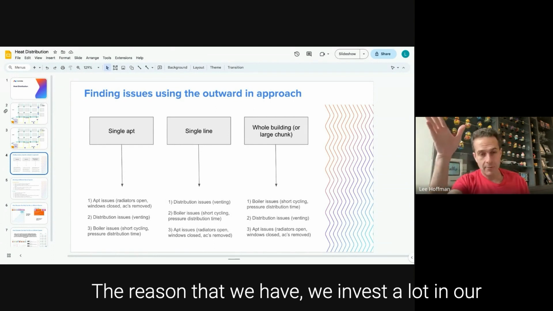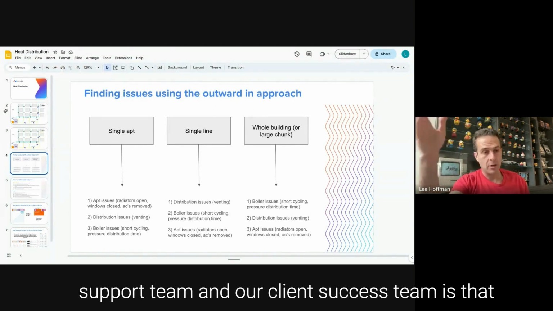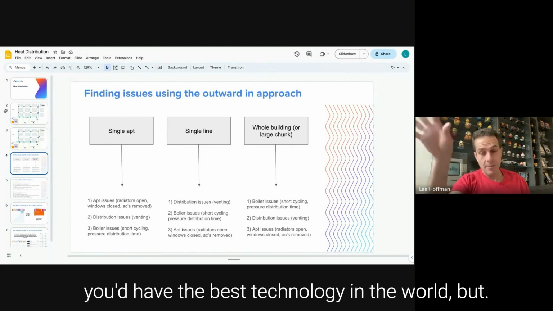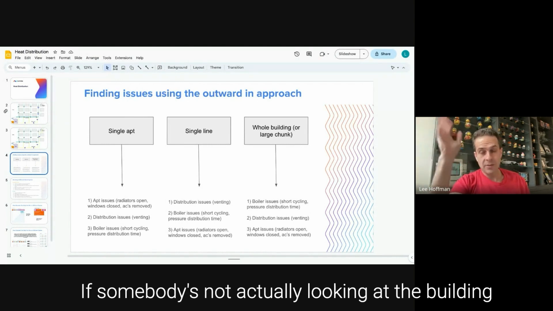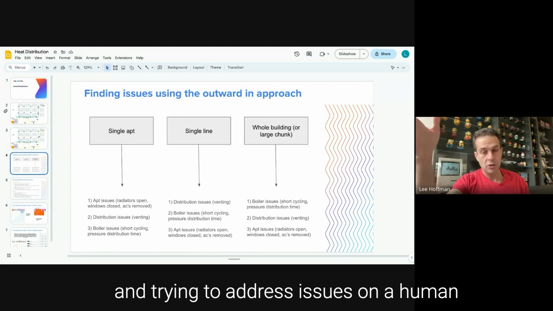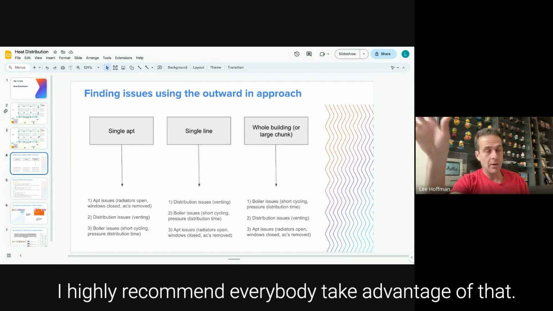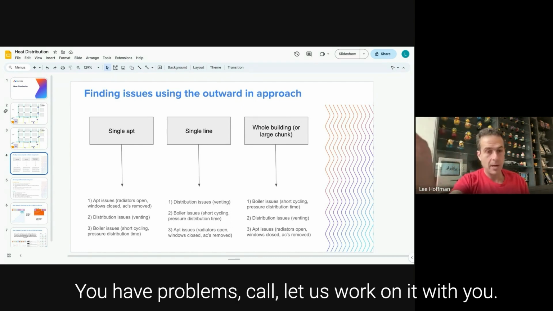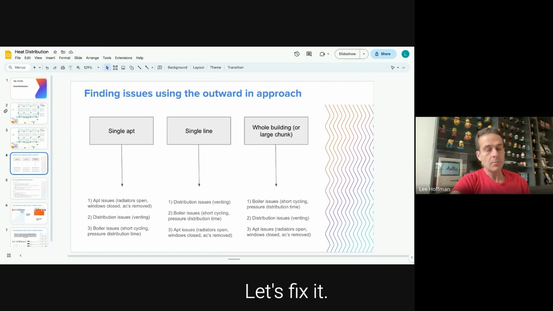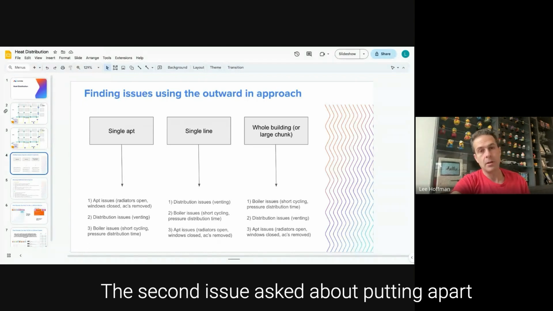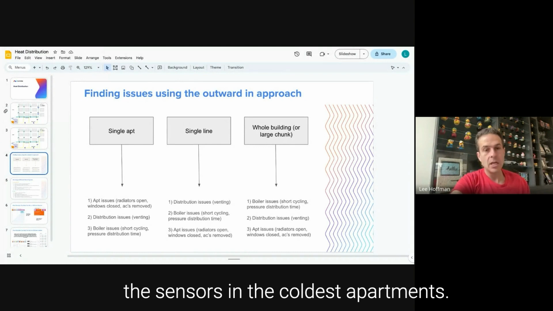The reason that we invest a lot in our support team and our client success team is that you can have the best technology in the world, but if somebody's not actually looking at the building and trying to address issues on a human level, you will never run an efficient building. So you should take it. I highly recommend everybody take advantage of that. You have problems, call, let us work on it with you. Let's fix it.